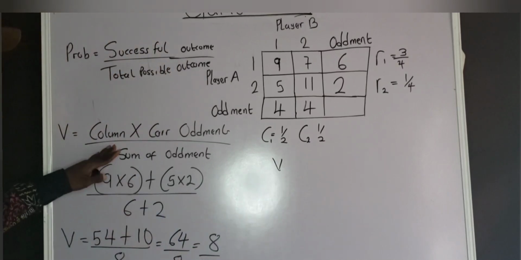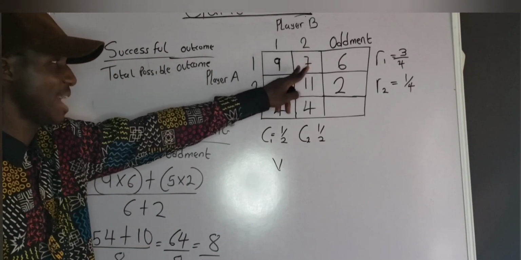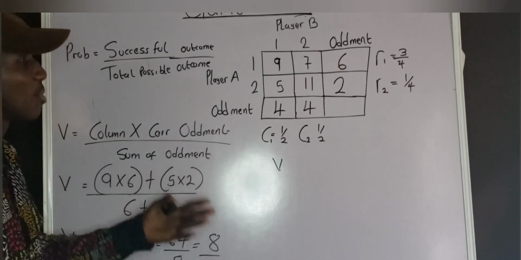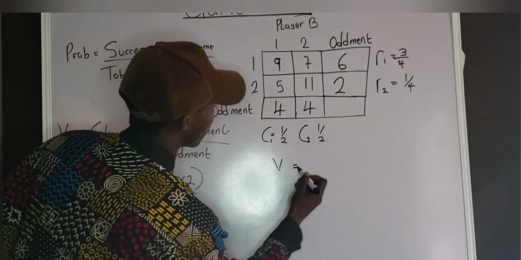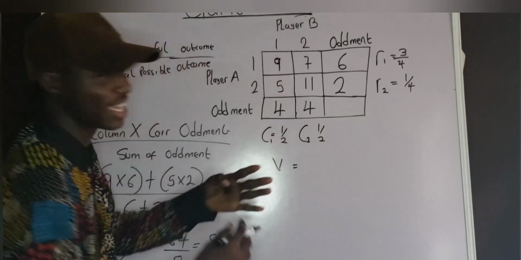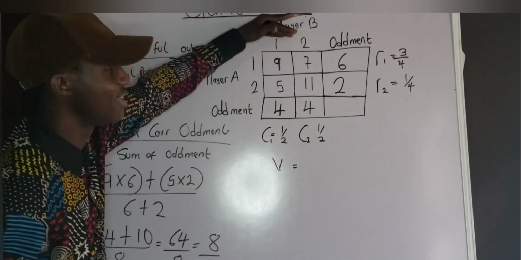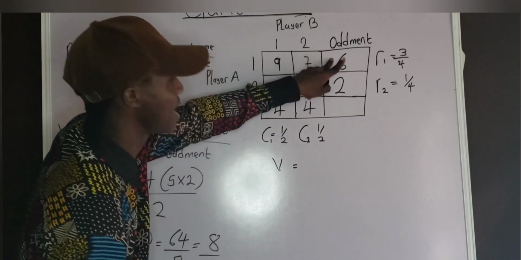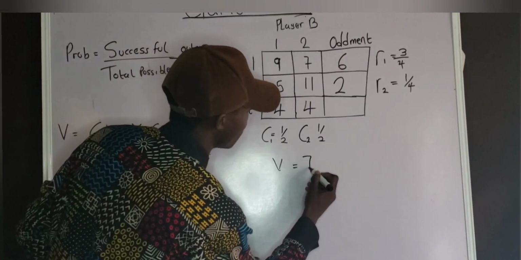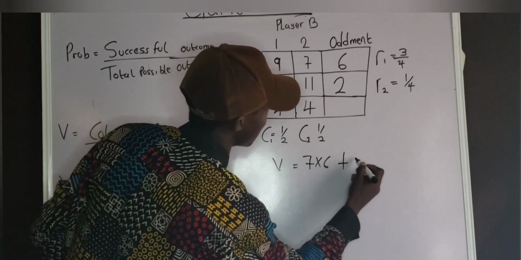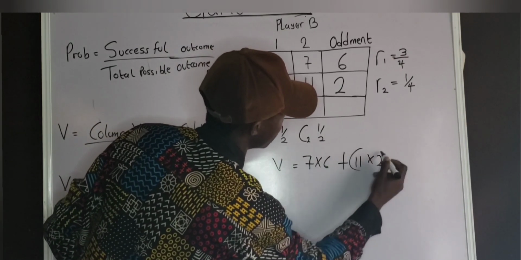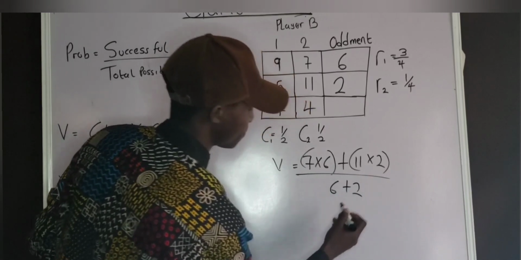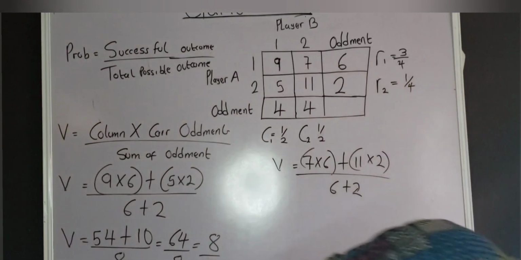Now, we are still going to use the formula: multiply the column by the corresponding oddment and divide it by the sum of oddments. Do you understand? So according to column 2, don't forget, column always belongs to the player that is here, that is the strategy 2 for player B. So I'm going to have 7 multiplied by 6, plus 11 multiplied by 2, put in bracket, all over 6 plus 2. Okay, punch your calculator.